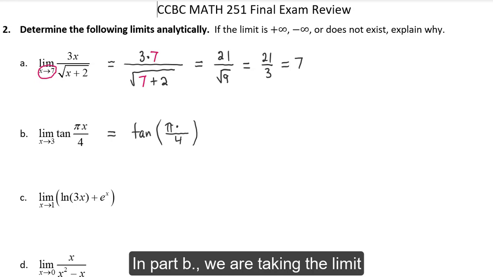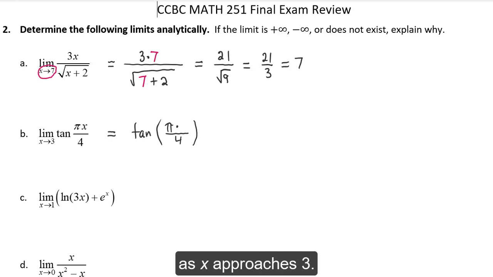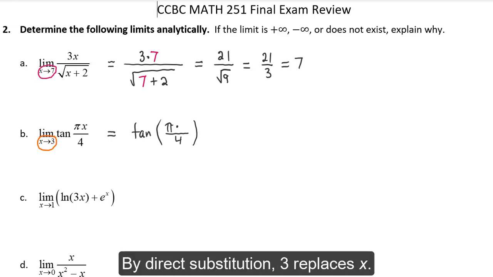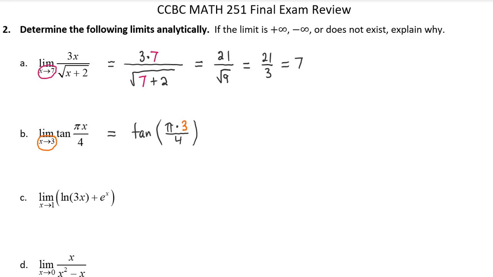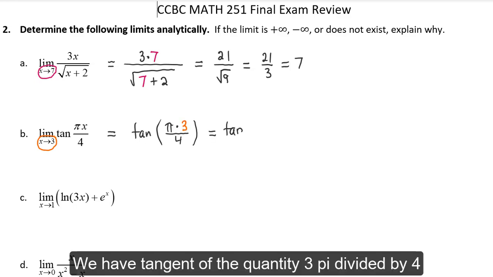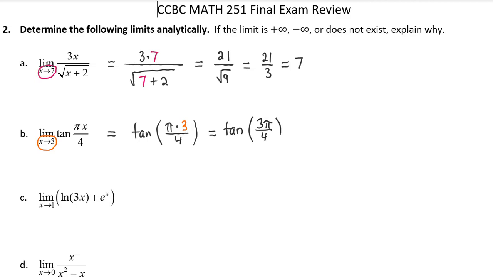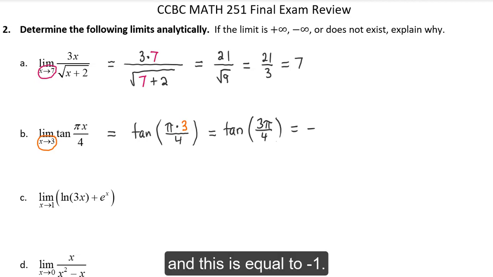In part B, we are taking the limit as x approaches 3 by direct substitution. 3 replaces x. We have tangent of the quantity 3 pi divided by 4. And this is equal to negative 1.